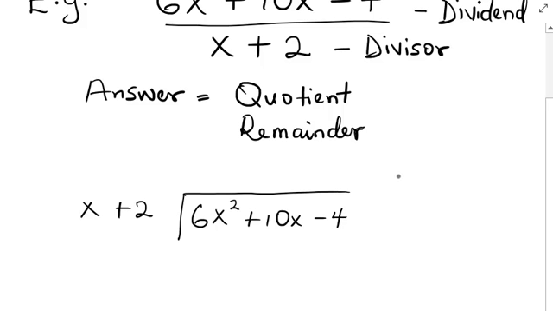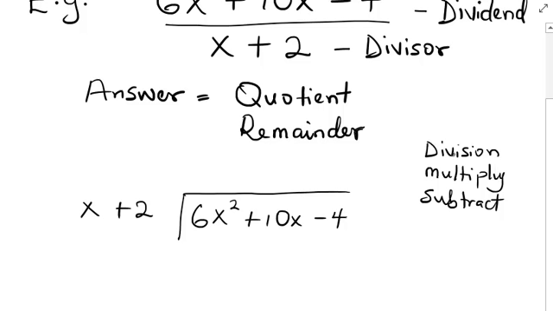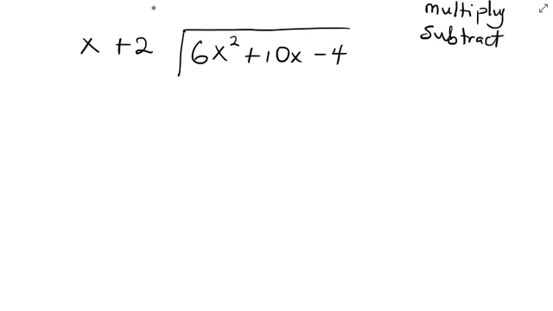And the steps, it follows a three-step process, which is also a repetition. If you just keep repeating those same steps, that's division, multiplication, or multiply, and subtract. So these are the three steps you follow. So we have to solve this.